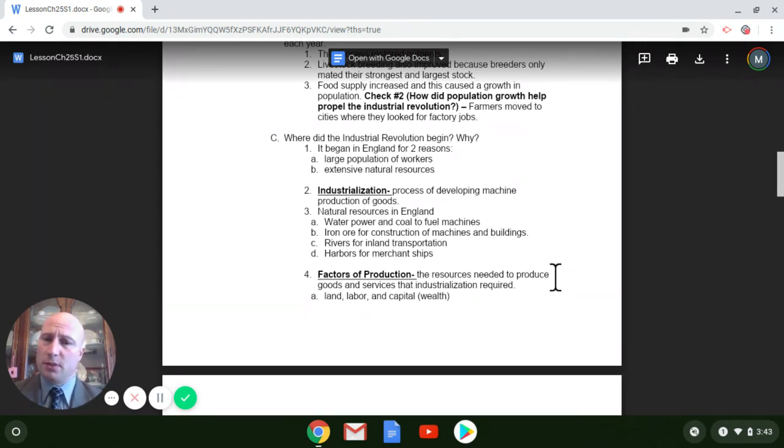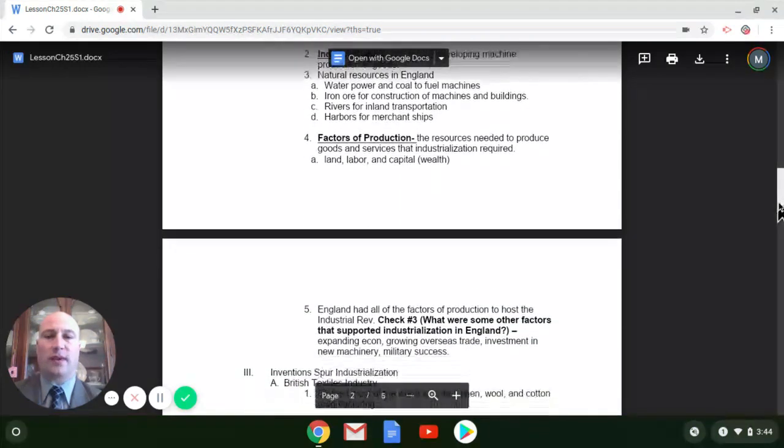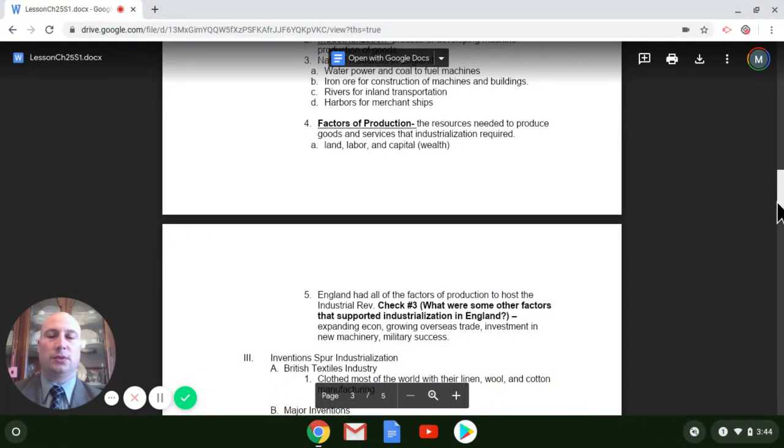Point number 4 is a key term called the factors of production. This is going to be really important when we get into talking later in the year about capitalism versus communism versus socialism. It all really comes down to who owns the factors of production. The factors of production are the resources needed to produce goods and services that industrialization required or still requires today. The basic factors of production are land, labor, and capital. Now, capital means wealth, of course. So those are your factors of production. Who owns those factors of production basically determines your economic system.